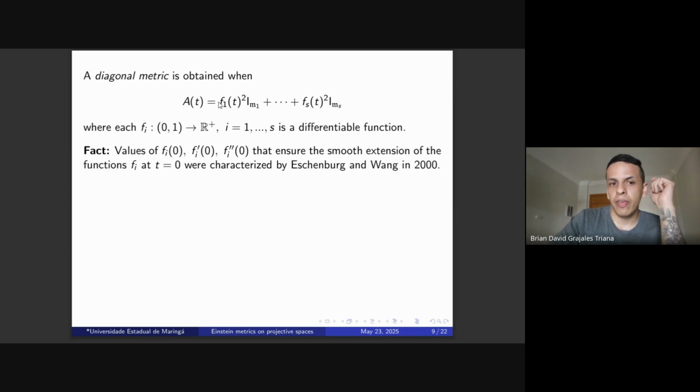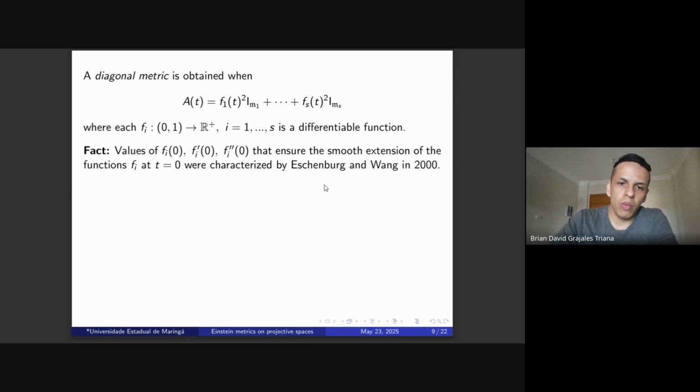Then this is a family of functions, f1, ..., fS, defined since the metric is defined, in principle, only on the union of principal orbits. Then these functions are not defined at 0 and at 1. So the thing is, how can we extend these functions to construct a metric on the whole manifold with a good behavior at the singular orbits?